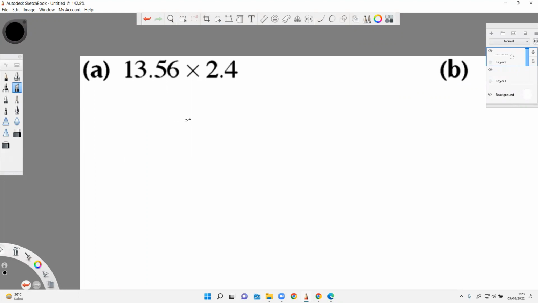How many decimal places do we have in 13.56? How many decimal places? Two. Where? What numbers? The 5 and the 6, right? We have two decimal places. In 2.4, how many decimal places do we have? One. Decimal place means on the right side of the point. Di sebelah kanannya titik. Nah, itu decimal place. Yes, I write it down.